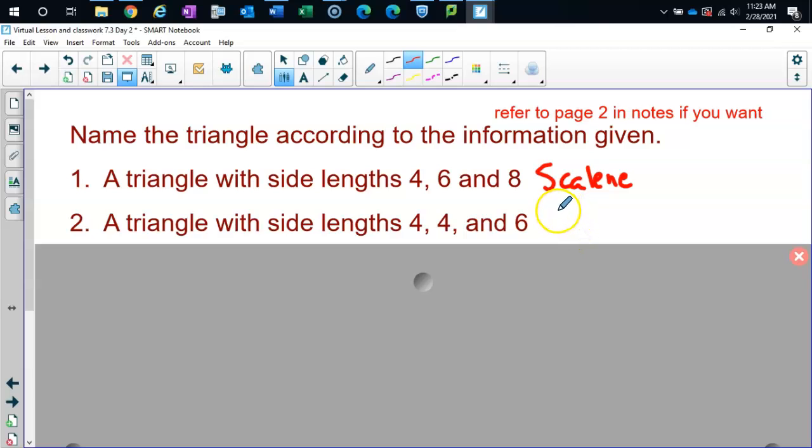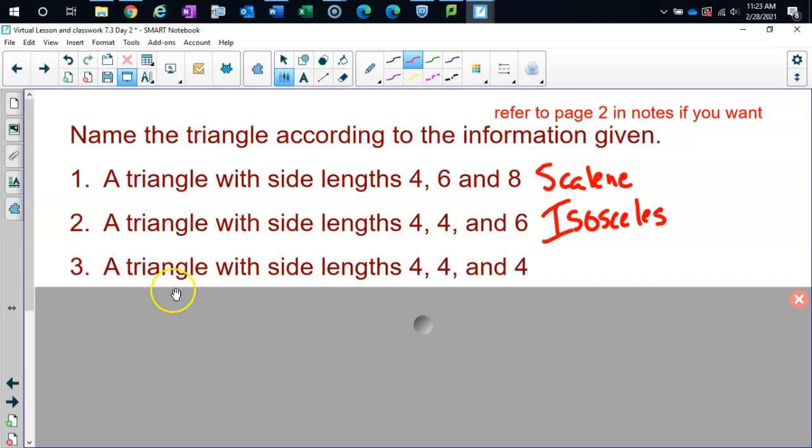All right, you should have said that this is an isosceles triangle because it has 2 equal sides. Again, we don't know anything about the angles. Number 3, a triangle with side lengths 4, 4, and 4. Go. All right, you should have said that this is an equilateral triangle because it has 4 equal sides.